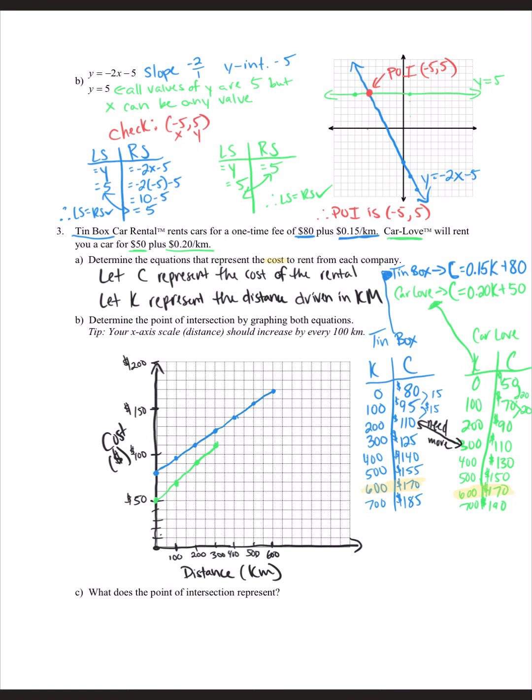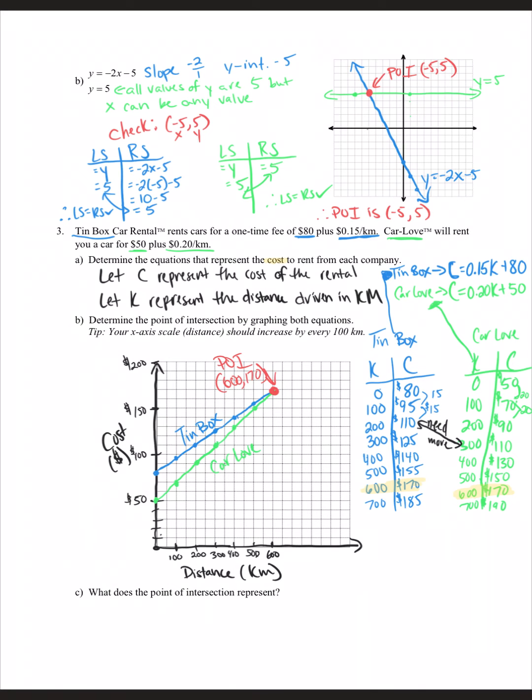So we are at 300 kilometers. To go to 400 kilometers, we're going to be at $130. And then at 500 kilometers, we're going to be at 150. And then at 600, we're at 170. Okay, so we can see that that point of intersection, again, is right there, just like it was on the table of values. And it was at 600 kilometers and $170. Okay, we should make sure that we label our graphs. So this was Car Love in green, and we had Tin Box in blue.